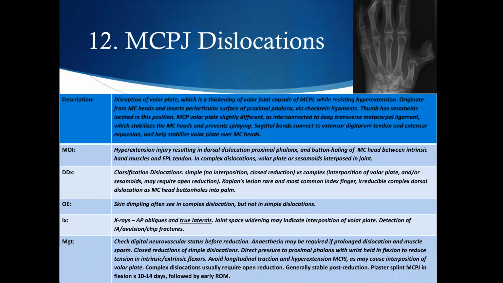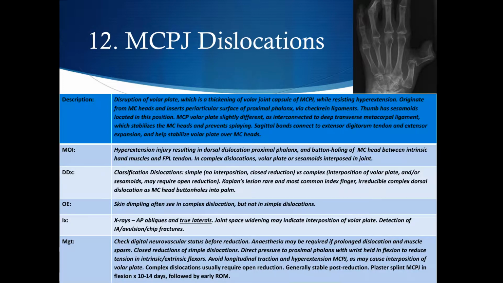Mechanism usually results from hyperextension injury, resulting in dorsal dislocation of the proximal phalanx and buttonholing of the metacarpal head between the intrinsic hand muscles and the flexor pollicis longus tendon. In complex dislocations, the volar plate or sesamoids will interpose in the joint. Differential diagnosis would include fractures around the joint and Kaplan lesions, which are rare and most common in the index finger, which result in an irreducible complex dorsal dislocation as the metacarpal head buttonholes into the palm.